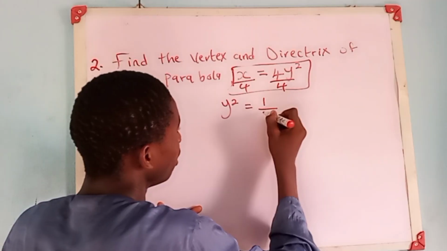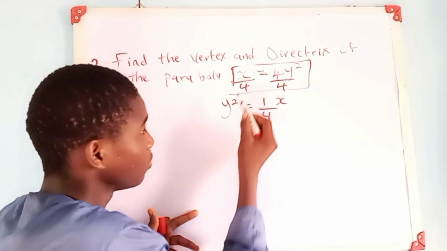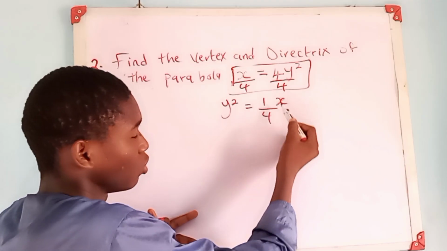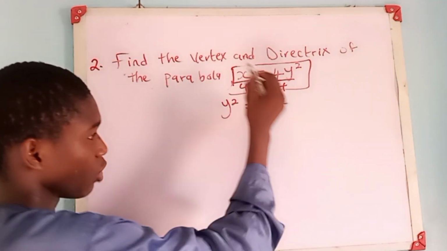1 over 4x. Now, somebody is going to say, where did I get my 1 from? Now, when we say 1 times x, it's still the same thing as x. You understand? So, I'm just putting the 1 there, just to be able to get my coefficients.